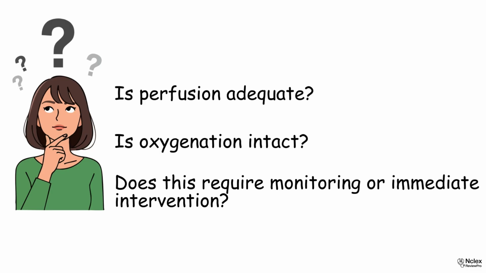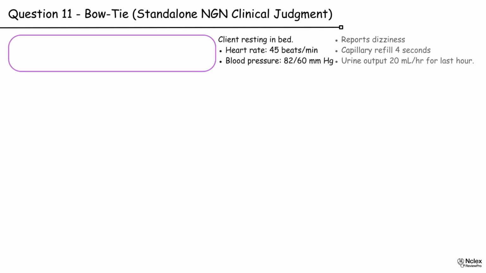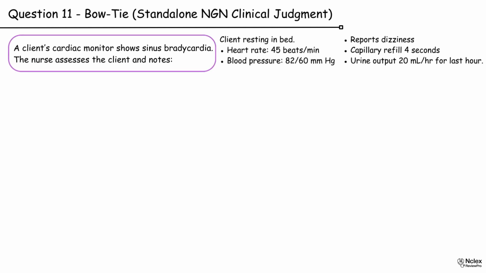Let's get started. Question 11. This is a bow-tie clinical judgment question focused on sinus bradycardia and hemodynamic instability. A client's cardiac monitor shows sinus bradycardia. The nurse assesses the client and notes the following.